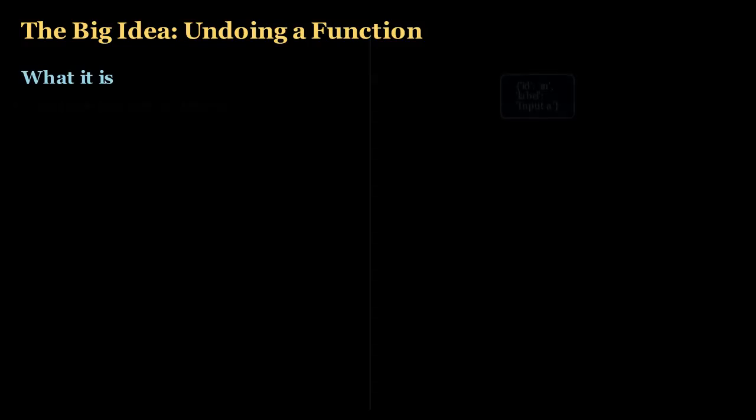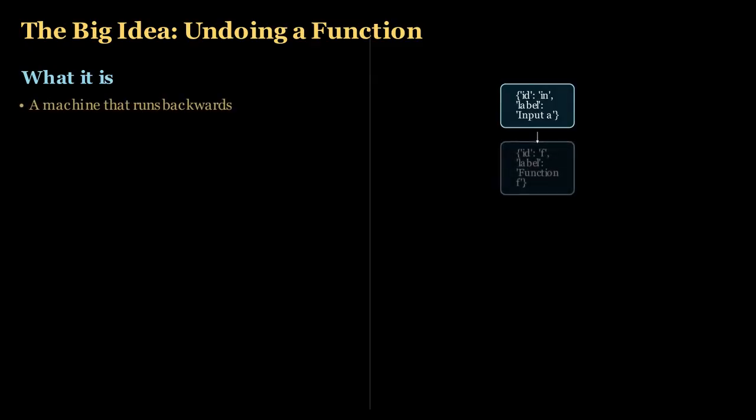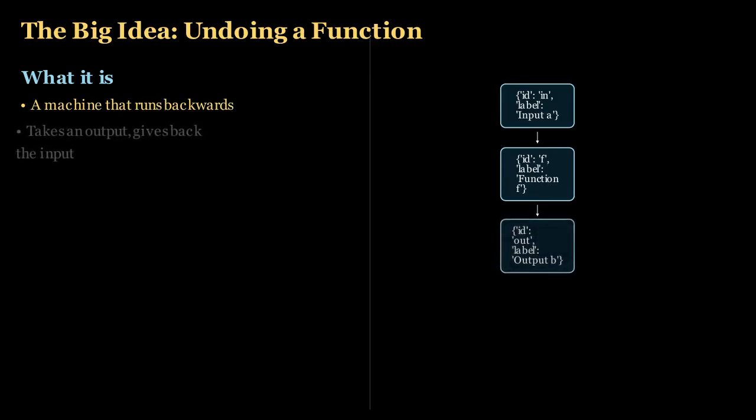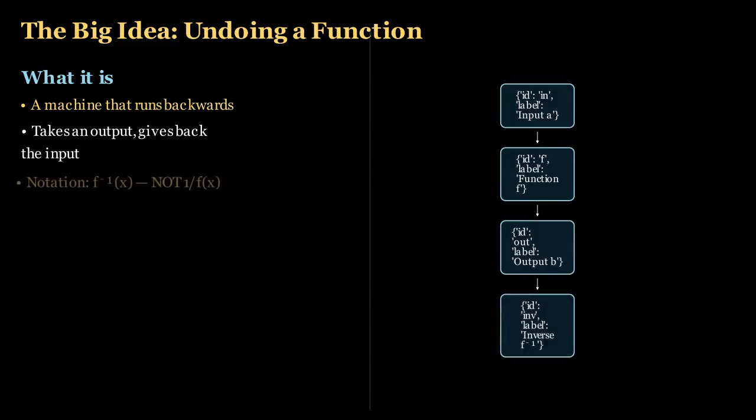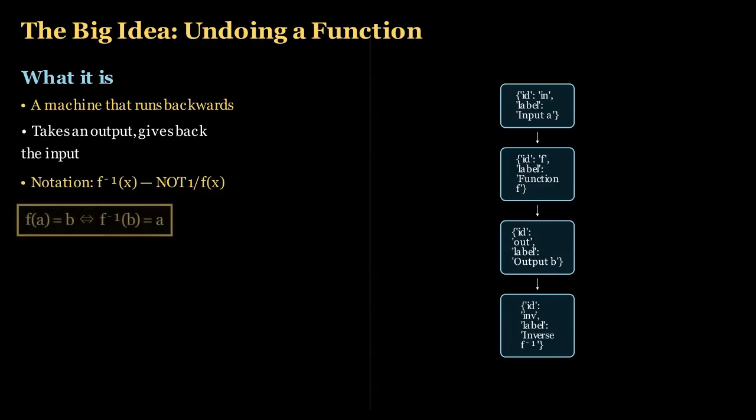Imagine you have a magic box, a function machine. You drop in a number, it does something to it, and out pops a result. Now, what if you could run that machine backwards? You feed in the result, and it spits out the original number you started with. That's exactly what an inverse function is. It's the undo button for a function.